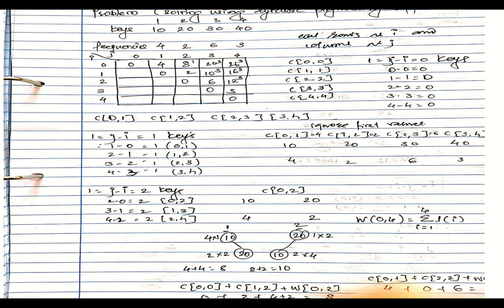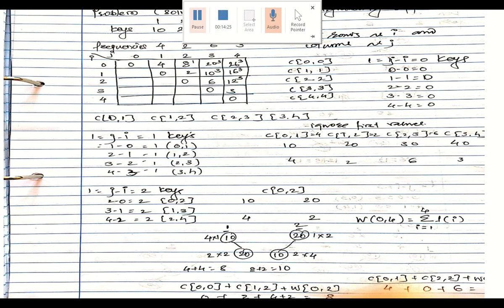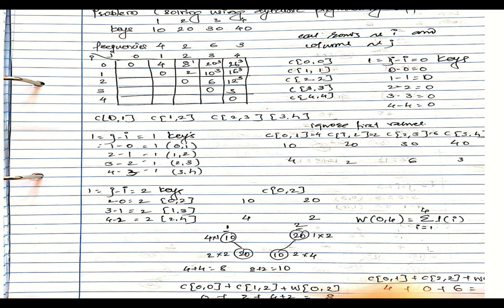As I told you, we are starting with 0 2, correct? When we are saying 0 2, we have to consider 2 keys only. By ignoring the first key, that is the 0th key, the remaining 2 keys are first and second. So the first key is 10, the second key is 20. The frequency available for the occurrence of 10 is 4, and the frequency available for 20 is 2.